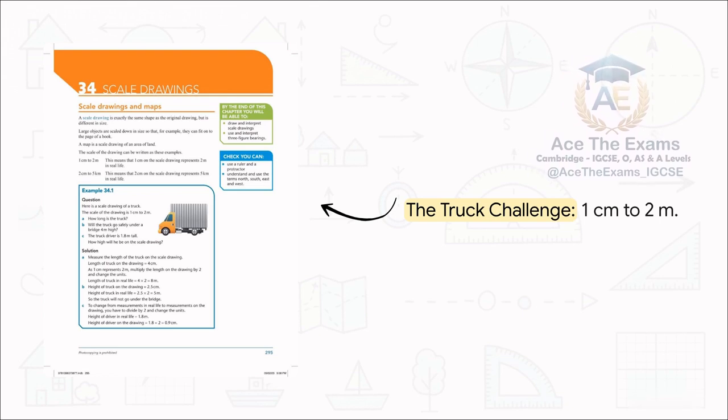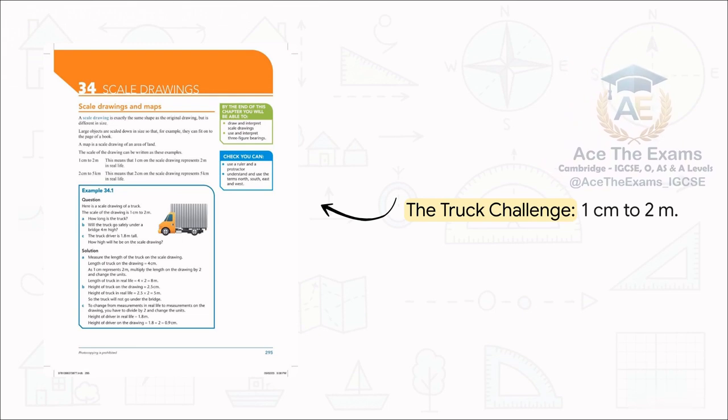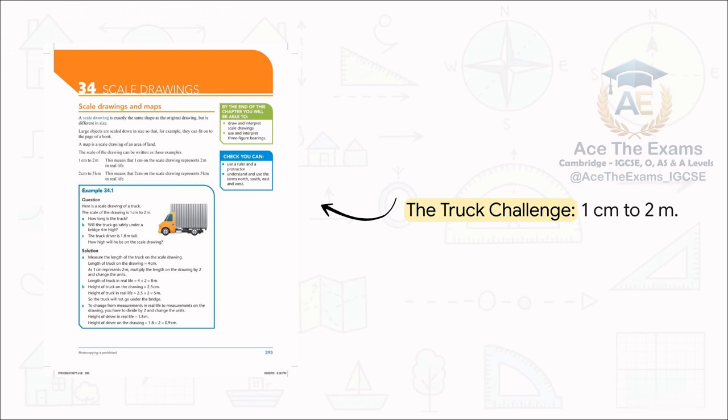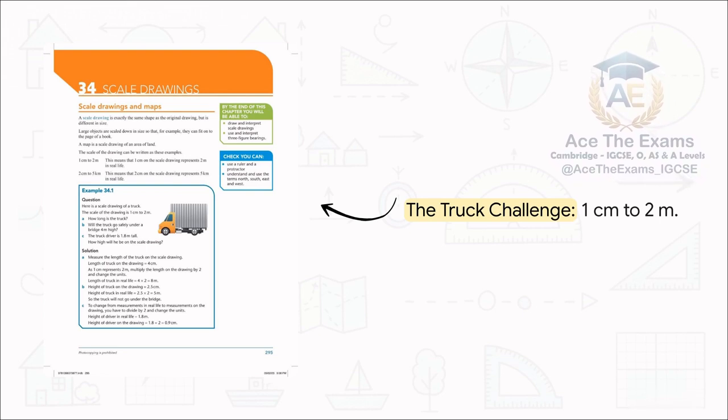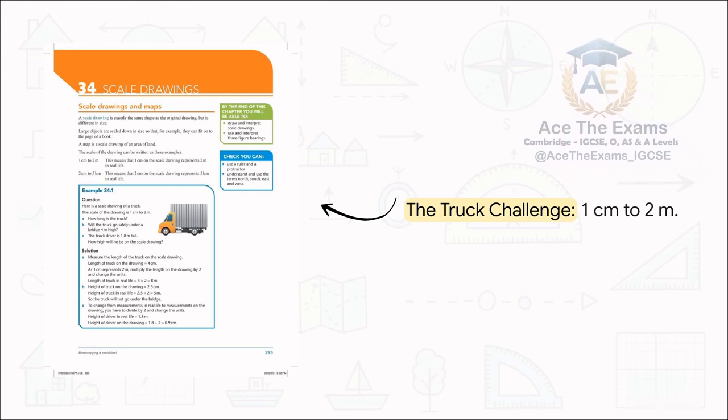Look at the second part of this challenge. The examiner asks, will the truck go safely under a bridge that is 4 meters high? Well, we measure the truck's height on the drawing. Let's say it's 2.5 centimeters. 2.5 times the scale of 2 is 5 meters. The bridge is 4 meters. The truck is 5 meters. Bam! The truck will absolutely not fit.